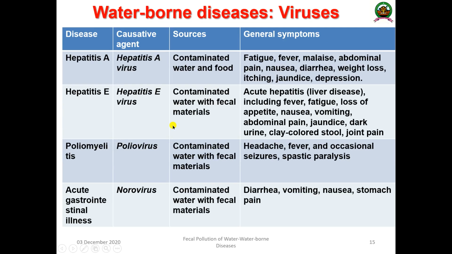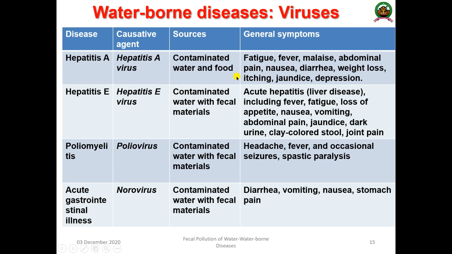The third one is waterborne disease caused by viruses. Viruses also cause waterborne disease, especially hepatitis. You have heard about hepatitis, one of the very important problems. The causative organisms of hepatitis are hepatitis A virus and hepatitis E virus. The most common sources are contaminated water and contaminated food.